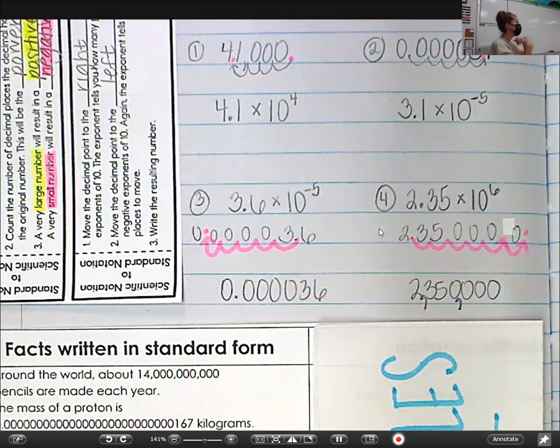Yeah. I'm sorry, I called on Lucas. Yes. Right? Yeah. Look at the mass of proton. Yeah. Kyle, did you have a question?